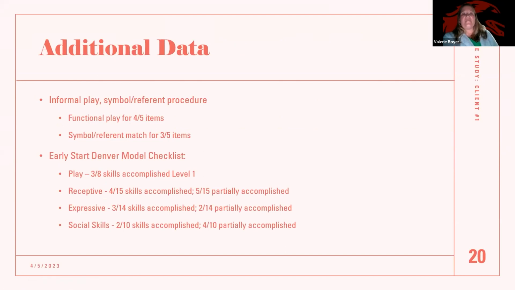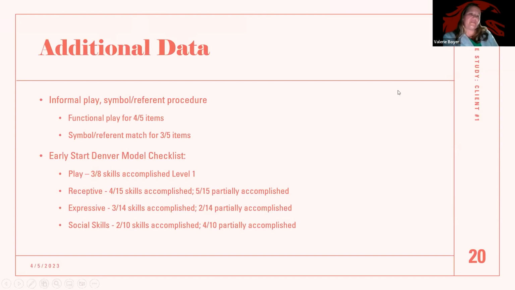We also did an informal play and symbol referent procedure, adapted from some language in the Beukelman and Mirenda AAC text. We selected items that we thought he had a preference for, and we looked for the presence of functional play with those items, so playing with things in the way that they were intended to be played with. He demonstrated that fairly consistently with 4 out of the 5 items. Then we also looked at his symbol referent matching. We had 2 pictures and an item, and would he match the picture with the item? He did that in 3 out of 5 of the items, so some demonstration of symbol referent matching.